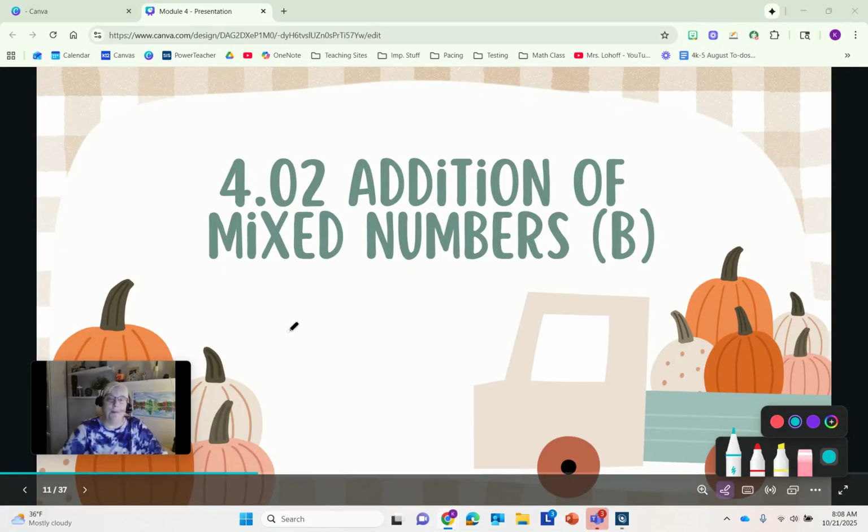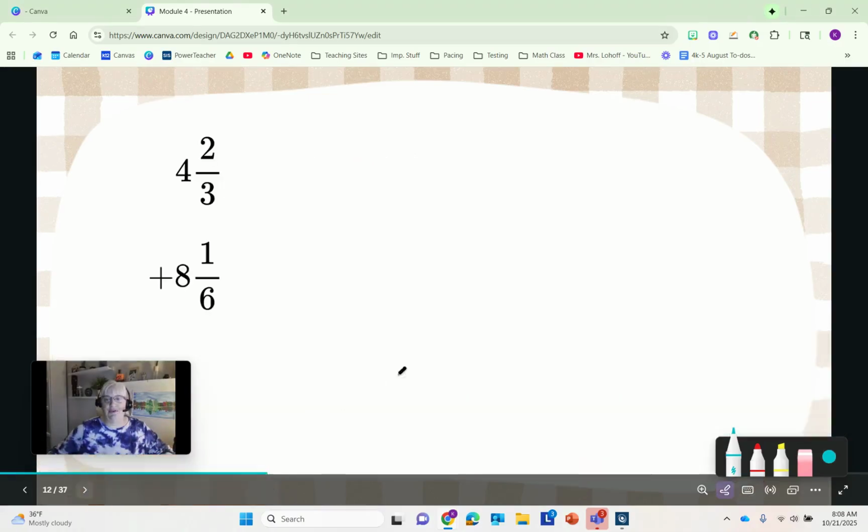This is lesson 4.2, addition of mixed numbers, part B. Mixed numbers. A mixed number is a whole number and a fraction. It's a mixture of two different measurements, a whole and a part. And we're going to be adding those together.